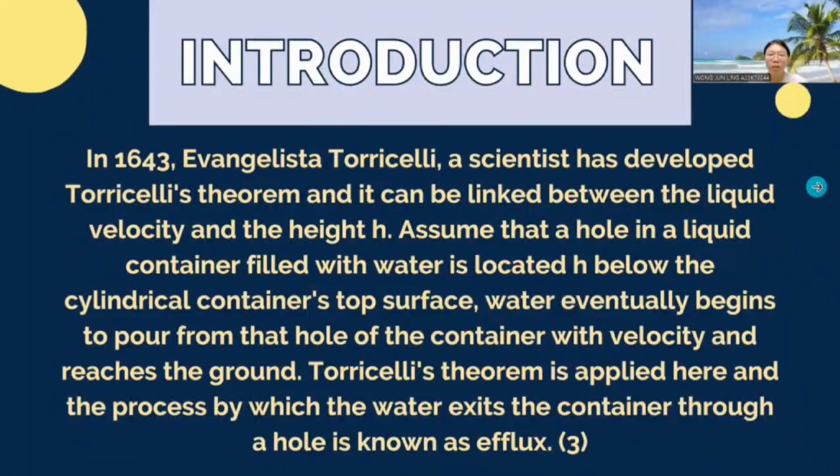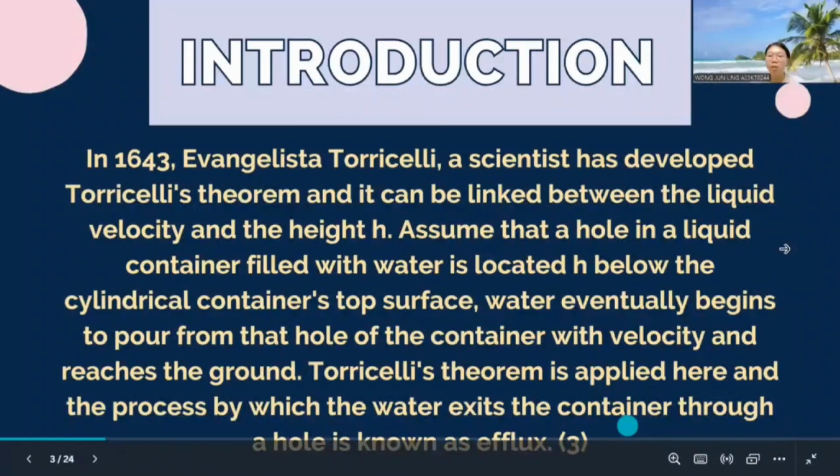The introduction. In 1643, Evangelista Torricelli, a scientist, developed Torricelli's theorem, which links the liquid velocity and the height h. Assume that a hole in a liquid container filled with water is located h below the cylindrical container's top surface. Water eventually begins to pour from that hole with velocity and reaches the ground. Torricelli's theorem is applied here, and the process by which the water exits the container through a hole is known as efflux. This is the reference number.